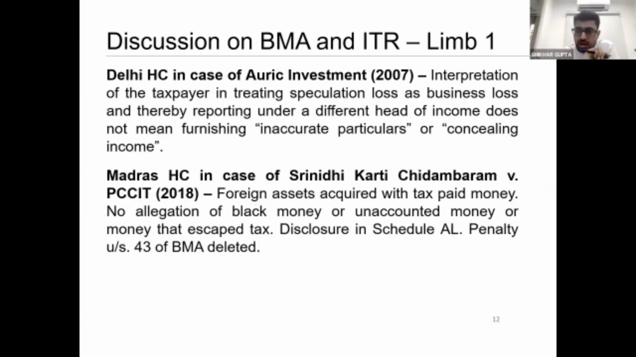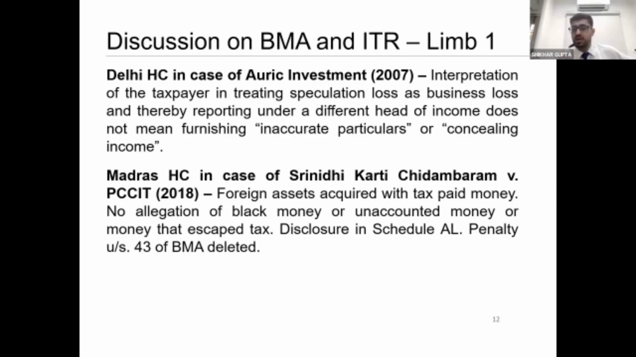इसमें there is a Delhi High Court decision. Now Delhi High Court decision is not in the context of black money, but well it is in the context of other law. So what Delhi High Court in Auric Investment has held in 2007, that where a taxpayer has merely interpreted trading speculation loss as a business loss, although उसका speculation loss ही था, but उसने अगर business loss की तरह show किया, उसने transactions को पूरा report किया.